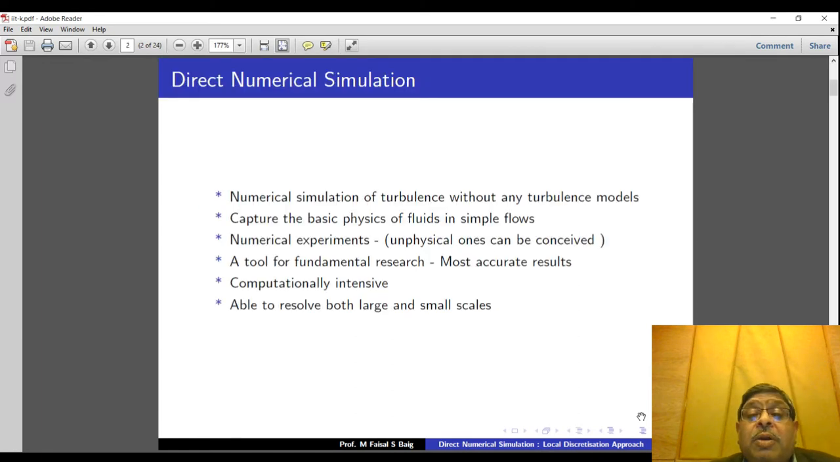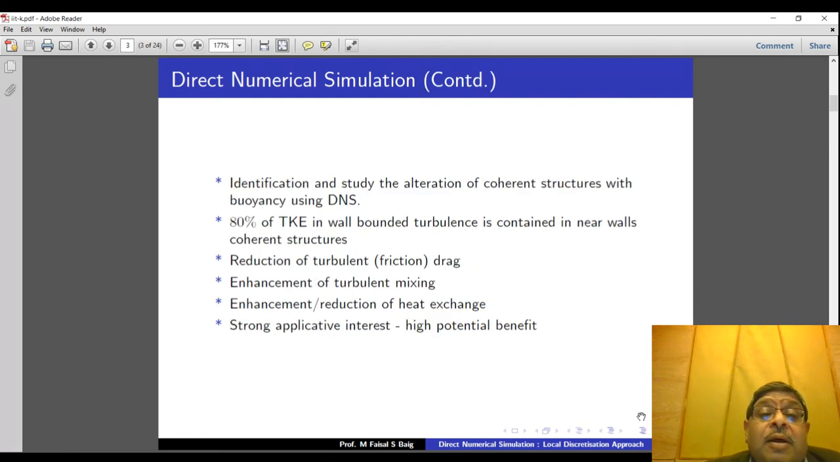Numerical simulation of turbulence doesn't use any turbulence models and captures the basic physics of fluids in simple flows. Numerical experiments can be unphysical and can be conceived by the researcher himself. It's a tool for fundamental research, giving the most accurate results. It's computationally intensive and is able to resolve both large and small scales. It is used primarily for the identification and study of coherent structures.